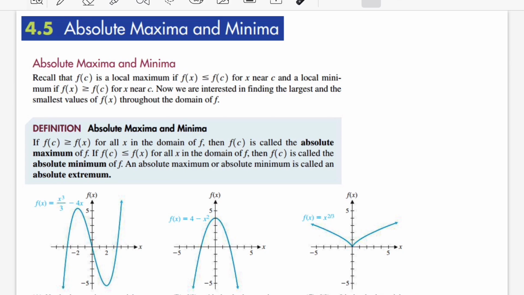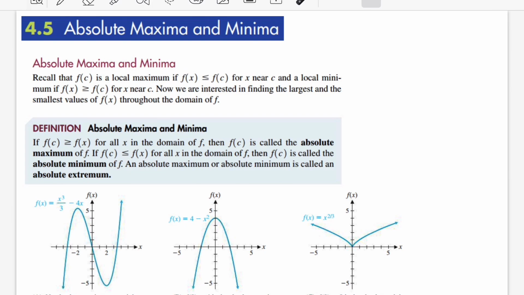So remember, if we have this point c, f of c will be a local maximum if our function at x is less than or equal to our function at this number c for x values near this point c. And then f of c is going to be a local minimum if f of x is greater than or equal to f of c for x values near that point c.